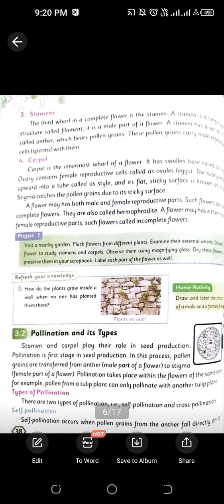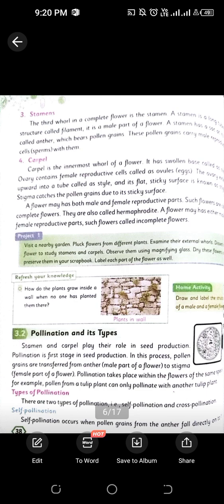Then we have carpel. Carpel is basically the female reproductive part. Carpel involves the female reproductive part, which is ovules, also known as eggs, and they are responsible in the sexual reproduction. Then we have discussed in the class about the pollination and types of pollination.